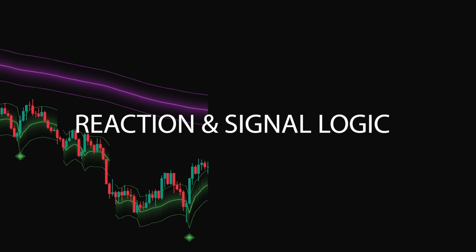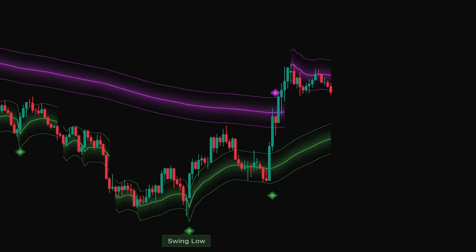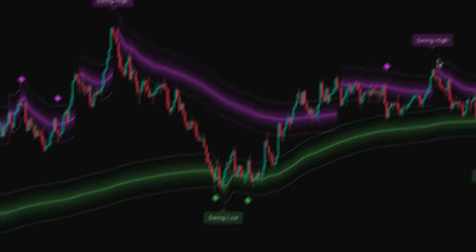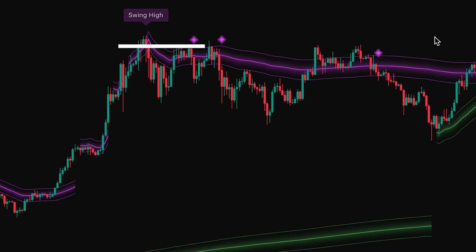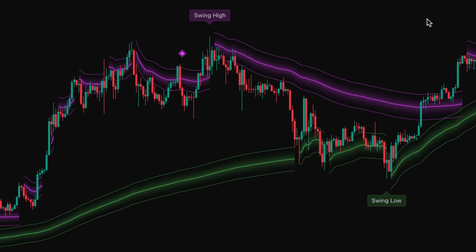Reaction and signal logic. Price reacts near the bands because they act like smart support, resistance based on swings. Buy signal. Price touches or bounces off the lower band in an uptrend, often with a diamond marker or label. Sell signals appear when price crosses down from the upper swing band after sufficient stabilization. Visual structure. Clarity. Bands color code the trend. Greenish lower bands for bullish structure, reddish upper for bearish. Diamond markers or labels pop up at key swing points and reaction zones for easy spotting.